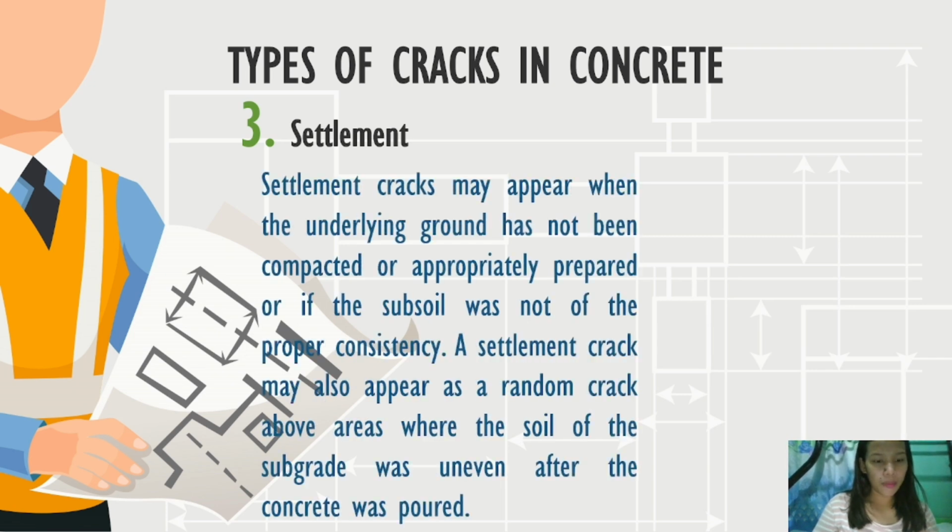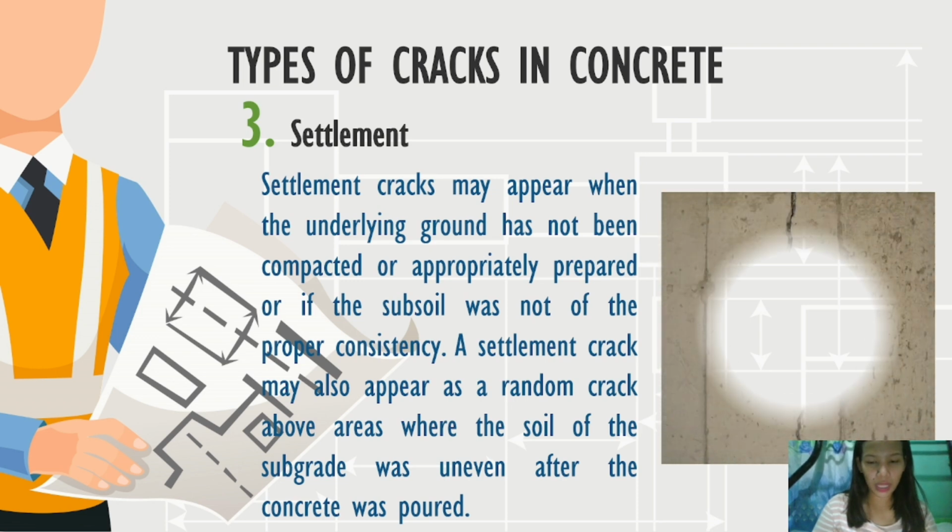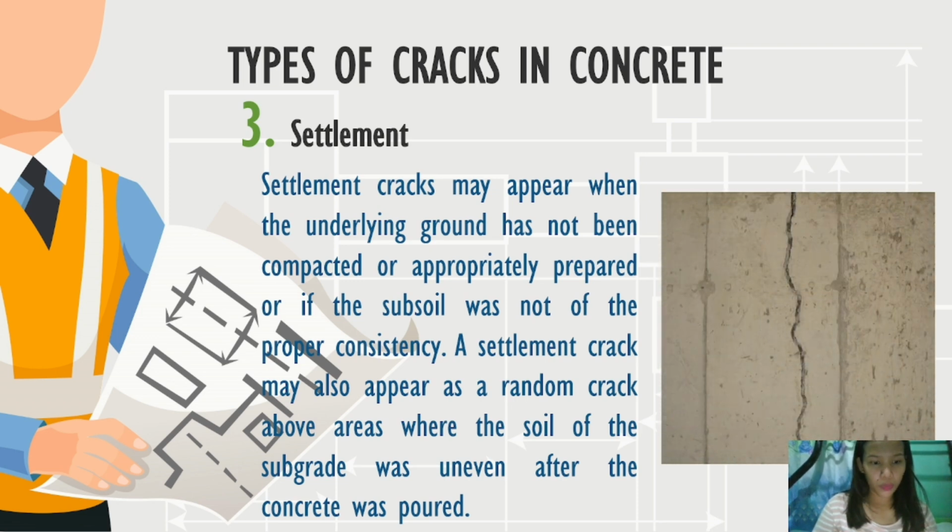Settlement cracks may appear when the underlying ground has not been compacted or appropriately prepared, or if the subsoil was not of the proper consistency. A settlement crack may also appear as a random crack above areas where the soil of the subgrade was uneven after the concrete was poured. Settlement cracks are usually more extensive at the top of the crack than at the bottom as the foundation bends over a single point, allowing differential settlement. This type of crack is usually continuous and may occur multiple times in a wall.